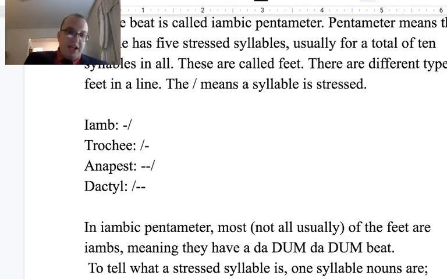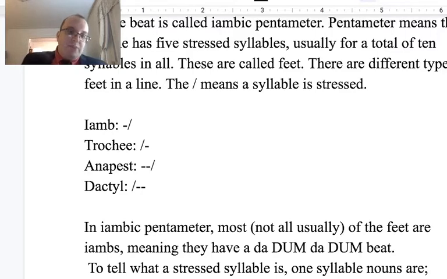A trochee is different. In a trochee, you have a stressed sound followed by an unstressed sound. So the great William Blake poem starts with "Tiger, tiger, burning bright." We have the "Ti," and then the "ger." You have that stressed sound, unstressed sound. So that's the beat of a trochee.